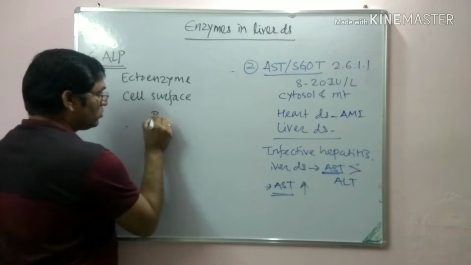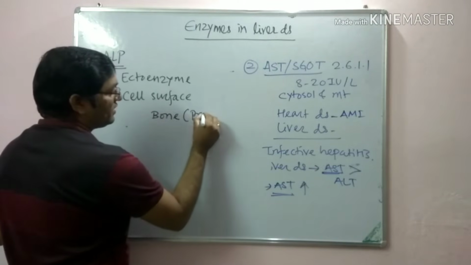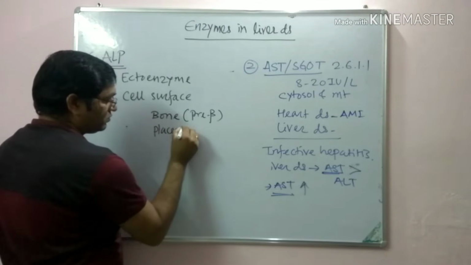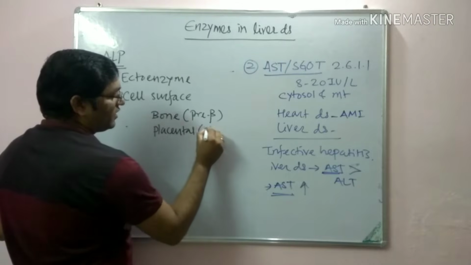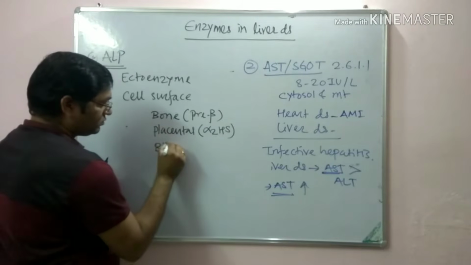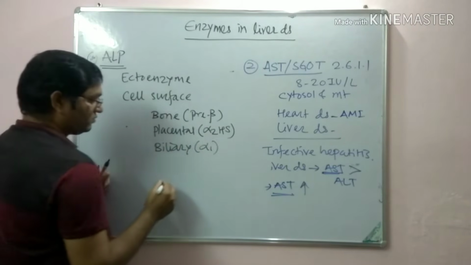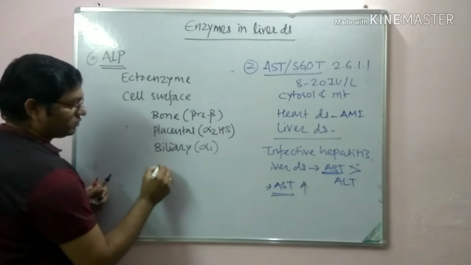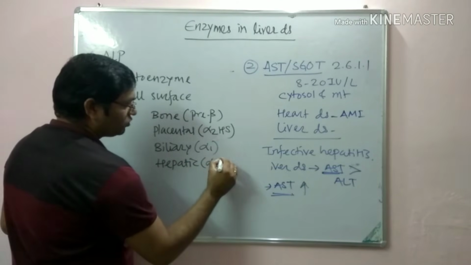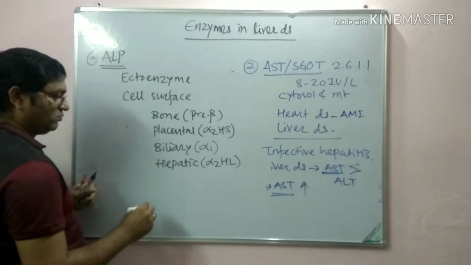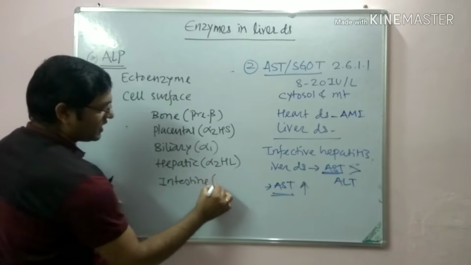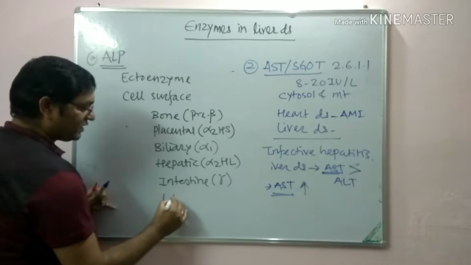The first one is the bone, also known as pre-beta, then placental, also known as alpha 2 heat stable, then biliary, that is alpha 1, then hepatic, that is alpha 2 heat labile, then intestinal, which is gamma, and leukocyte alkaline phosphatase.